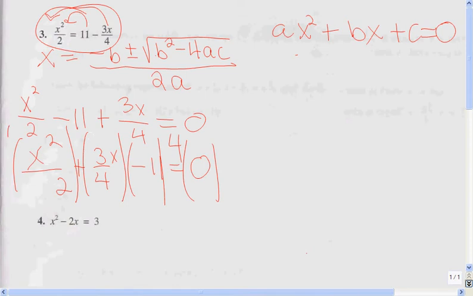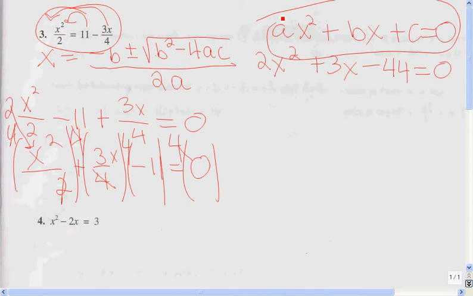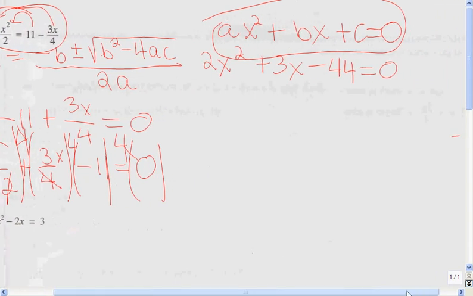And what I get is the 2 and the 4 cancel out, and I have 2 up here. 2 times x squared is 2x squared. Then the 4 times 3x over 4, the 4's cancel out, and what I have left is just 3x. And 4 times 11 is a negative 44, and 4 times 0 equals 0. Now I've got my equation looking like this, and I can use my quadratic formula. So a equals 2, b equals 3, and c equals negative 44.